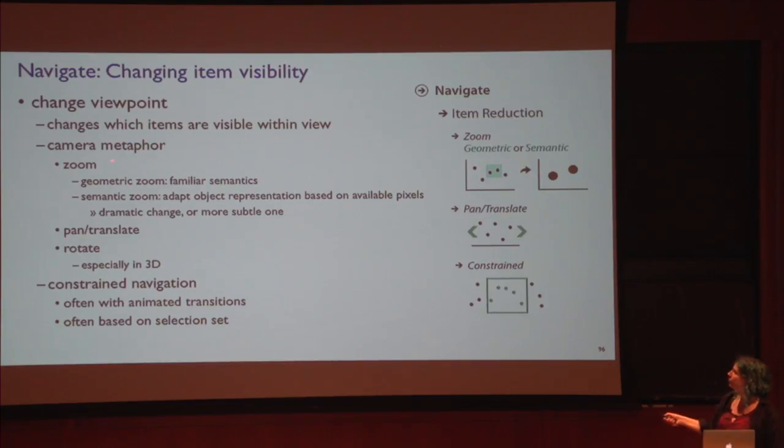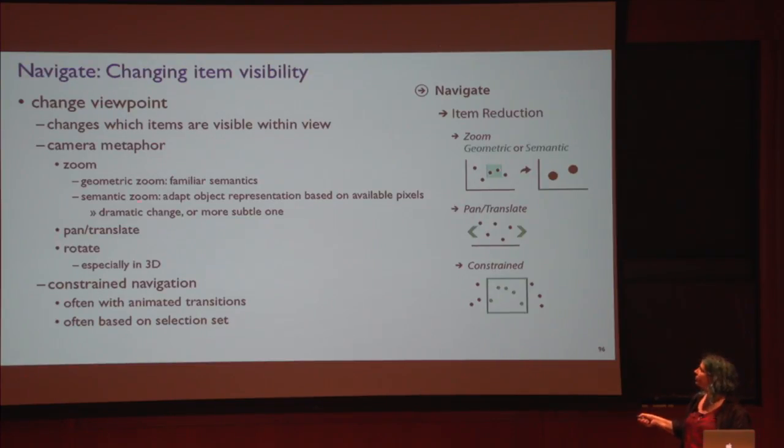So with zooming, one way to do zooming is to exactly do what a camera would do. And what cameras do is they have some kind of geometric zoom. You can get closer to something, further away from something. There's actually a relationship between zooming of a lens and translating the camera back. So we call this geometric zooming in visualization.